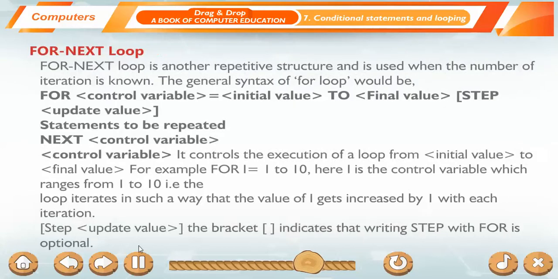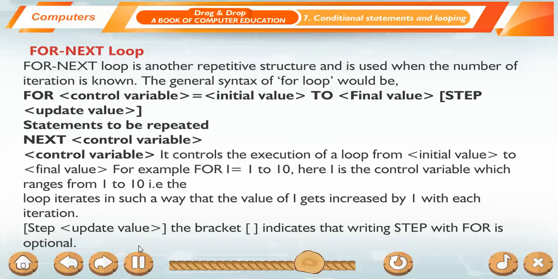For next loop. For next loop is another repetitive structure and is used when the number of iterations is known. The general syntax for loop would be: for control variable equal to initial value to final value step update value, statements to be repeated, next control variable. Control variable controls the execution of a loop from initial value to final value.